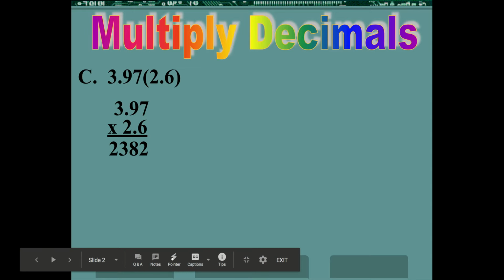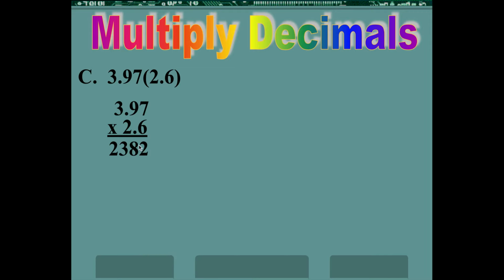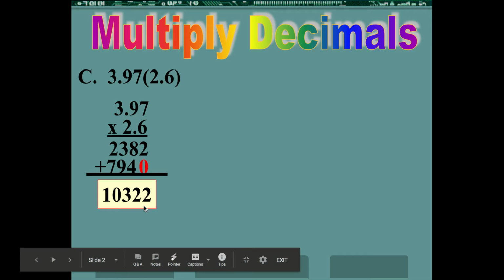So if I do 6 times all of this, I would get that number, hold my spot with my 0, and then 2 times all of this, I would get that for the rest of it. And then I'm just going to add them together. After I add them together, I'm going to look and see how many places I have behind the decimal. So I have 1, 2, 3. So now I'm going to place my decimal right here, that way I have 1, 2, 3 places. Let's look at that again.